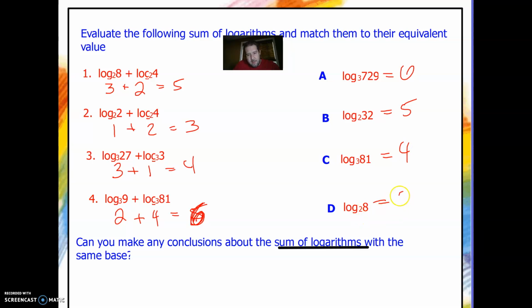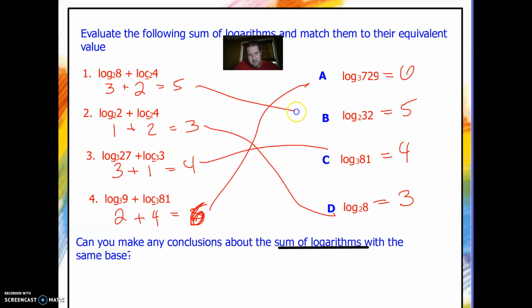2, 4, 8. This is 3. Okay, so they're in order. So clearly you can see that this matches this, this matches this, this matches this, and this matches this. But what's more important here is to notice that we had an 8 and a 4, and that gave us 32. And then we had a 2 and a 4, and that gave us 8.